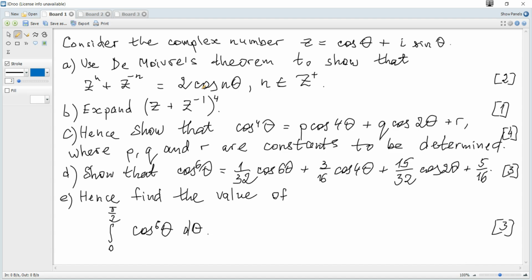Consider the complex number z, which is equal to cosine of theta plus i sine of theta. Question A: use de Moivre's theorem to show that z to the power n plus z to the power negative n is equal to 2 times cosine of n theta.